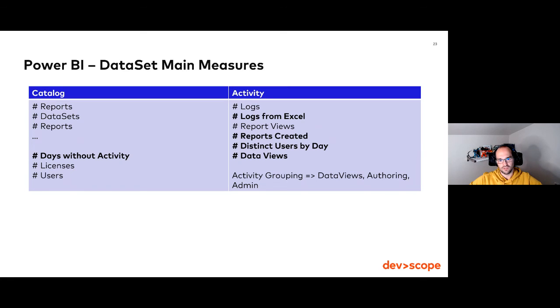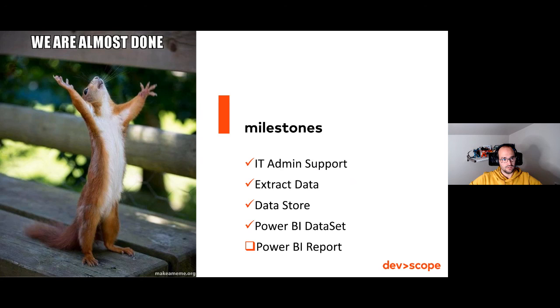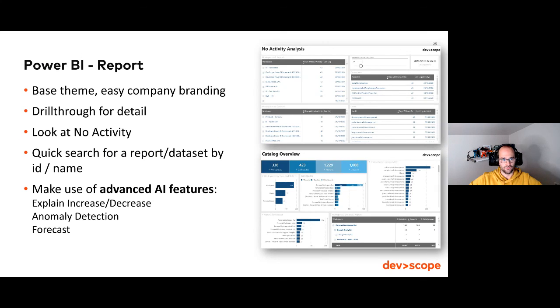So in the model is of course where we have all the measures, the reports, the datasets, the days without activity. And another milestone, we built a dataset. And last but not least, the report. So the report is what I showed you in the beginning, with a few details such as drill through and all the charts. So you can always go to the granular detail. It has a theme, and the theme is very important. If I want to deploy this in a different company with a different logo and different colors, I can easily change the theme and everything will change.